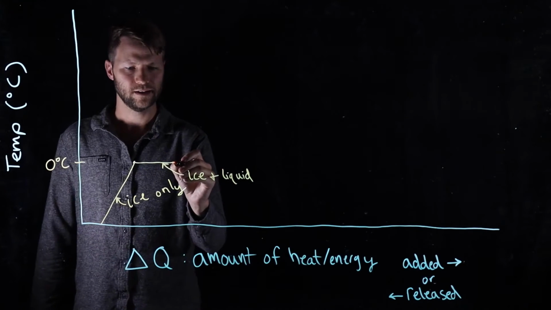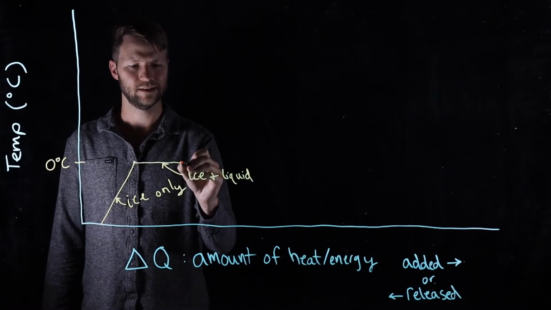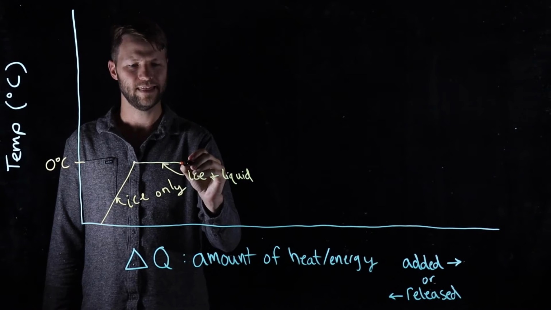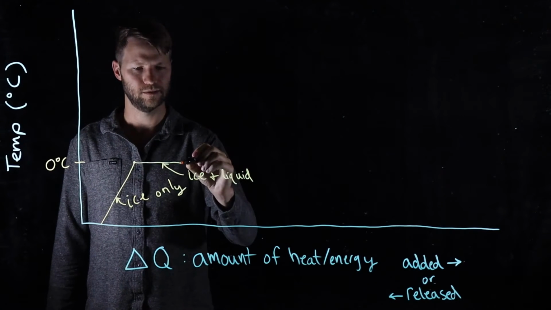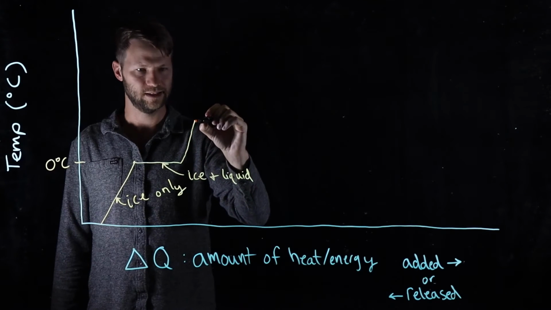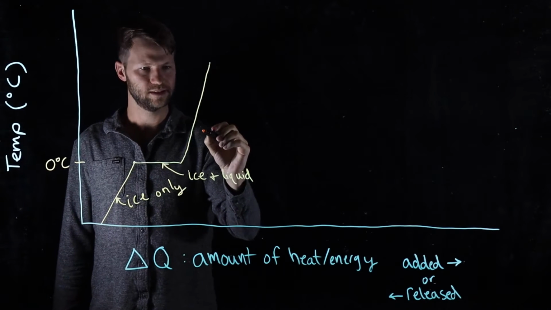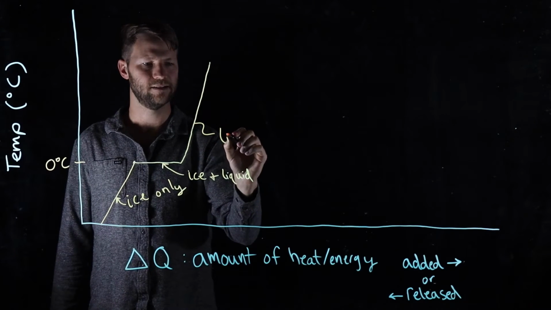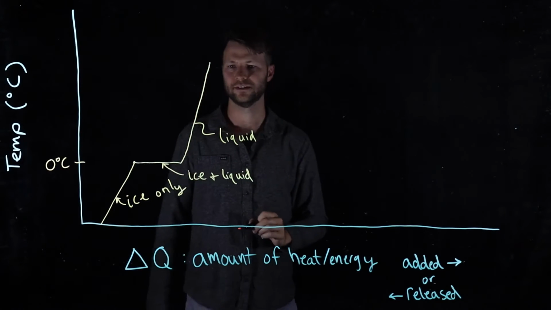We can go along here, and when there's just a little bit of ice left, it finally disappears and it's all liquid. At that point, this body of water can start to increase in temperature again. And so it's going to be rising and rising here. And at this point, we just have liquid water. We're adding heat to it and we're increasing the temperature.